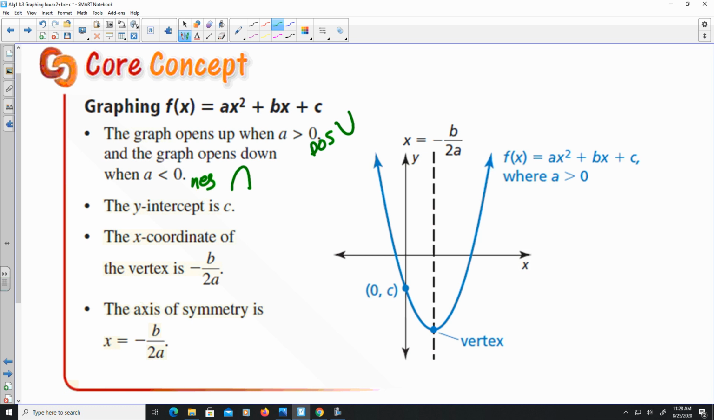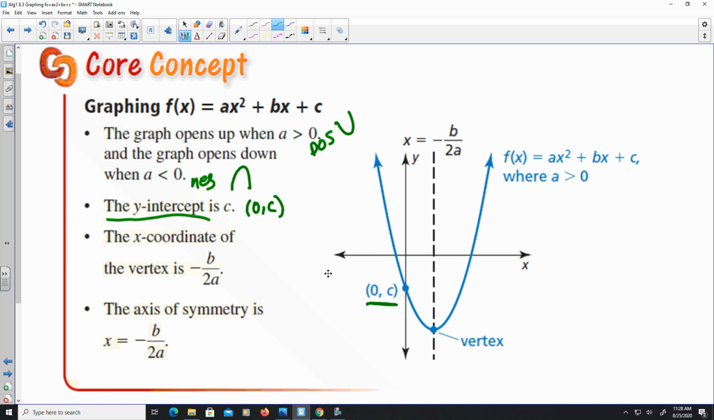The next thing we are going to look at is the y-intercept. The y-intercept is c. If you want to attach a coordinate to that, it's going to be 0 comma c. So in sections 8.1 and 8.2, our vertex and our y-intercept were the exact same coordinate. Because b is something else now, that changes for the vertex, but the y-intercept is still going to be 0 comma c.